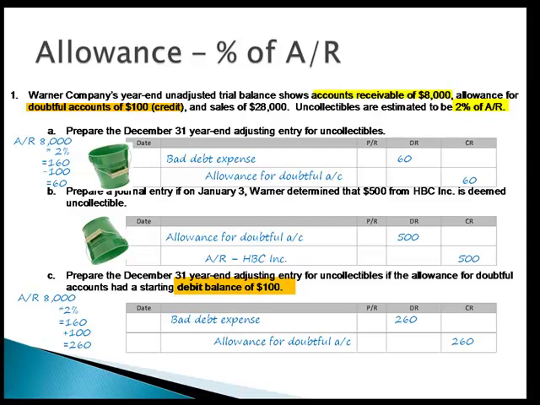So there's a couple of tricks in this chapter. One is percentage of sales, keep it simple. Do your multiplication, and quickly do your entry. If it's percentage of accounts receivable, you have to analyze the allowance account. If it's a credit balance in the beginning, subtract the amounts. If it's a debit balance in the beginning, add the amounts like we just did.